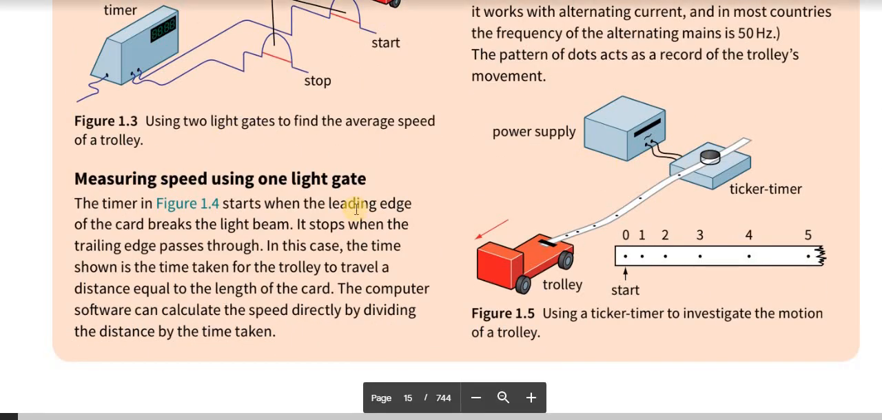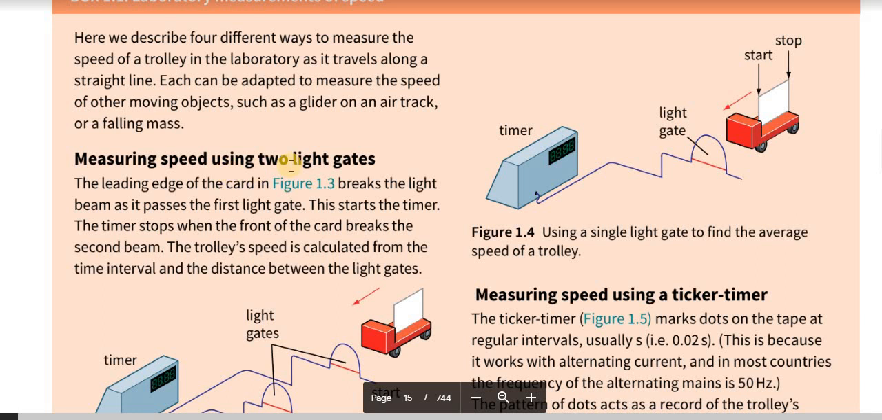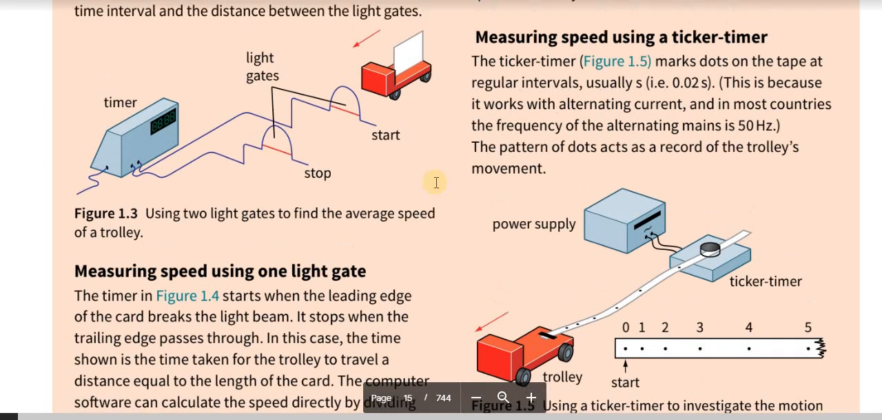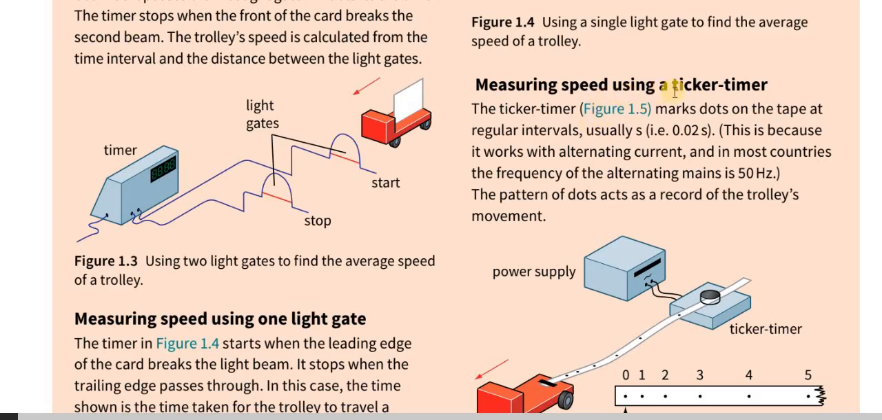So those are 2 ways. One way is measuring the speed with 2 light gates. The other one is measuring the speed using 1 light gate. And over here, measuring the speed using a ticker tape timer.